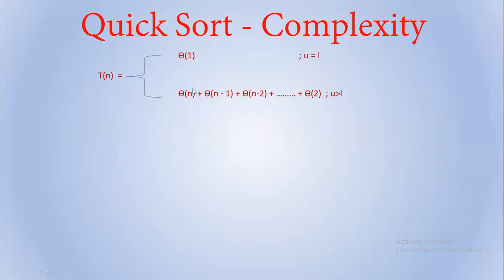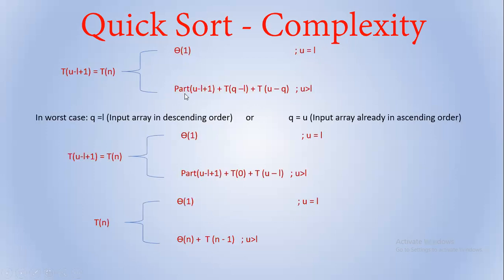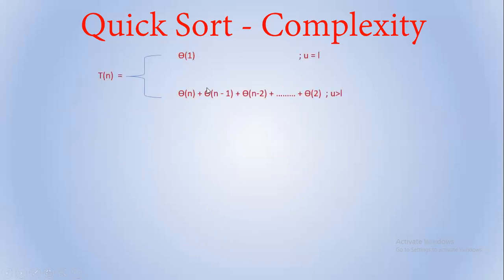By writing recursively for Tn minus 1, first we can write theta n minus 1 plus Tn minus 2. For Tn minus 2, we can write theta n minus 2 plus Tn minus 3. Likewise, we can write up to theta 2 plus T1. So T1 is coming when U is equal to L. So it will be this one, theta 1.